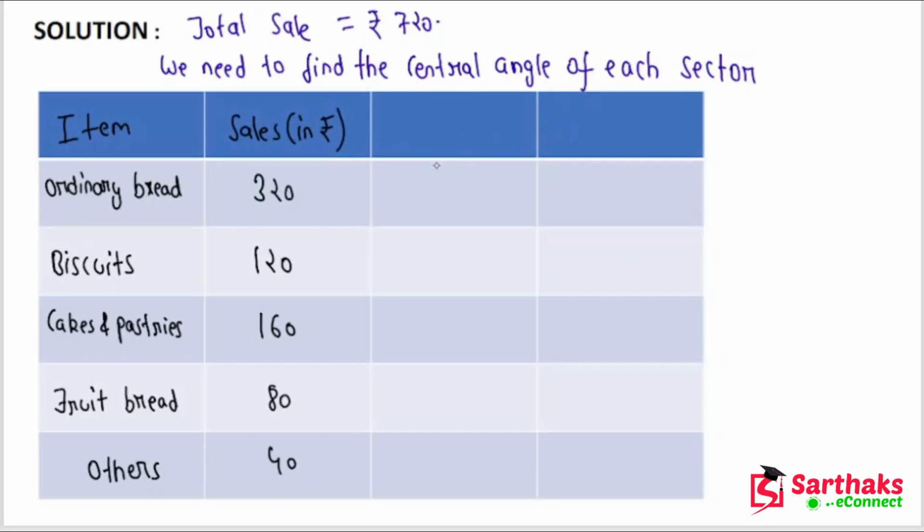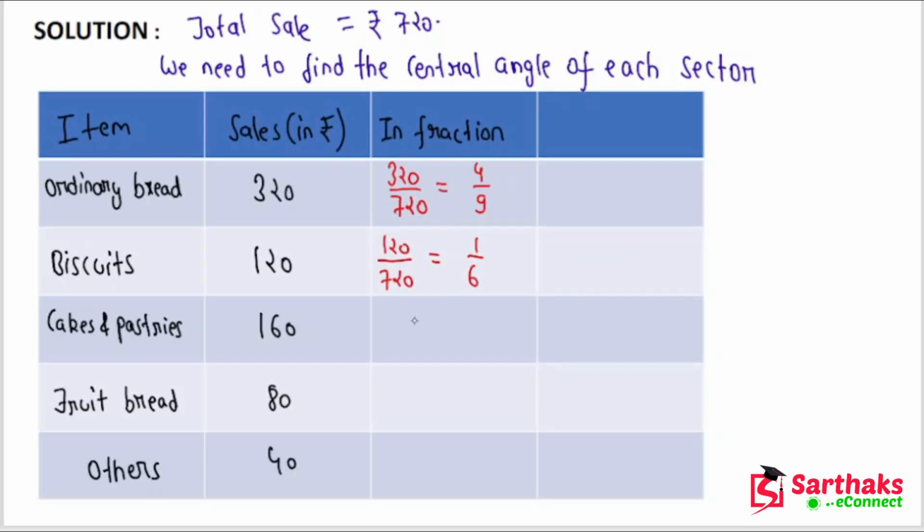So first of all, we know that in the first step we need to find the fraction. So let us talk about the fraction. In fraction, the sales would be 320 and the total is 720, right? So cancelling 0 from 0, we get the fraction 4 upon 9. Similarly here, that is 120 and the total is 720. Dividing both numerator and denominator by 120, we get the fraction 1 by 6.